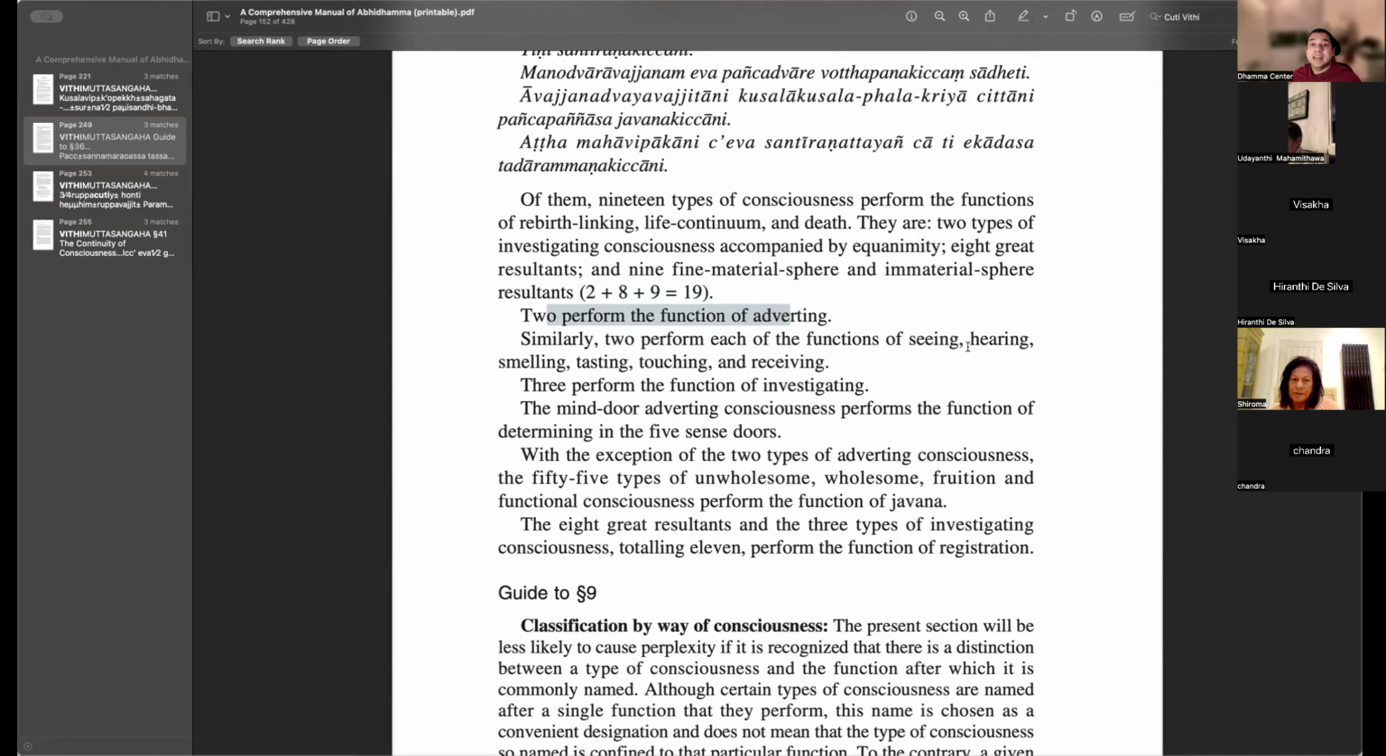Right? That is, the eye consciousness, ear consciousness, nose consciousness, and so on, two each, isn't it? Receiving, the two sampaticchana are also there. 3 perform the function of investigating, three santirana are engaged. Are you all with me, or are some of you confused?